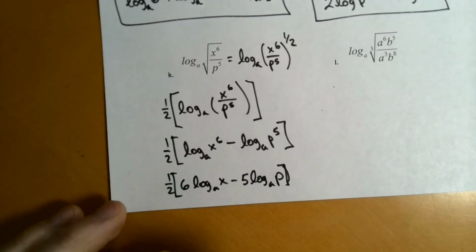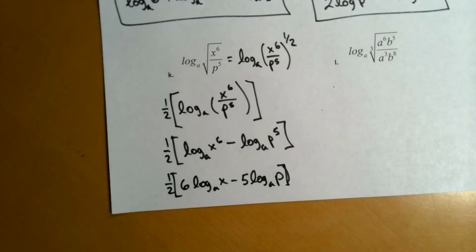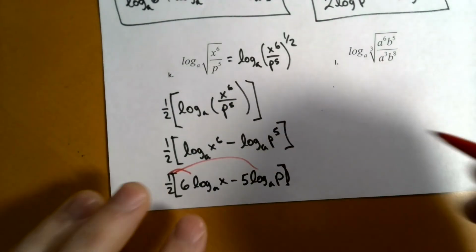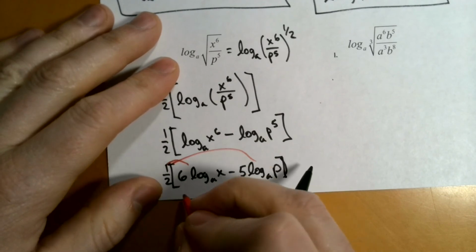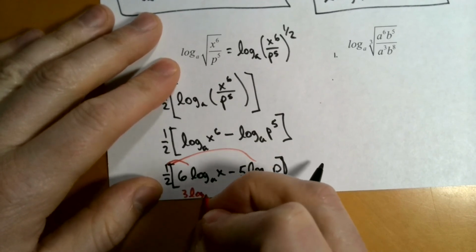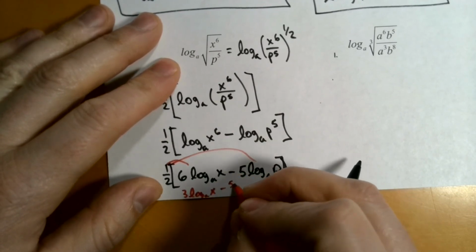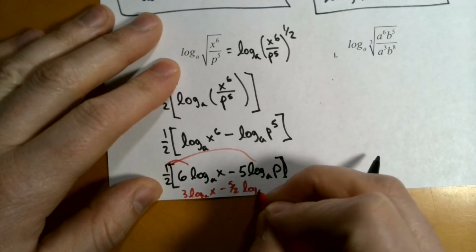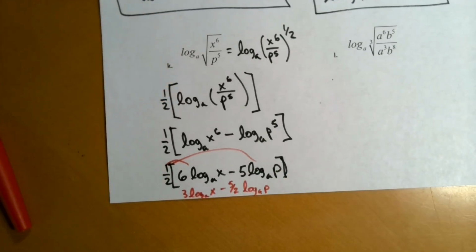Or what my math lab is going to want you to write, distribute the 1/2 through the brackets. So 6 divided by 2 is 3. And 5 divided by 2 is 5 divided by 2, or 2.5, whichever way you want it. And that's really probably the cleaner answer.